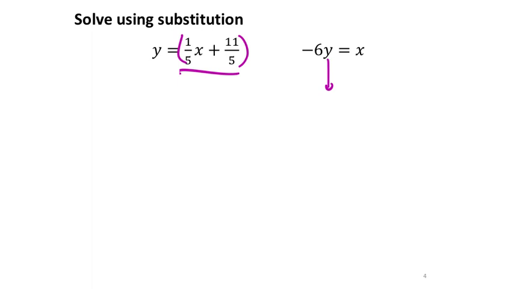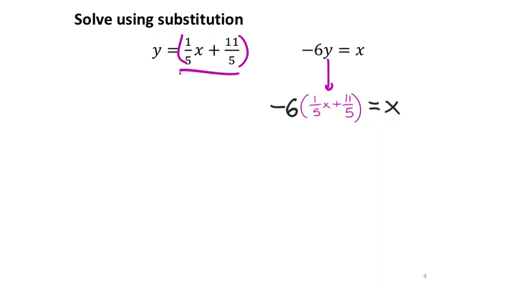So that y, the negative 6y equals x, I'm going to replace the y with what it does equal, 1/5 x plus 11/5. All right, so I've substituted the y. I've replaced the y with what it actually does equal, over here. Now we apply the rest of the equation, so that was negative 6 times y, so times that parentheses equals the x. So we have a one variable equation. I've got an x on both sides, that doesn't matter.